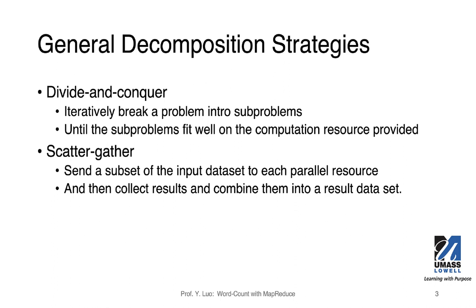In general, we need to decompose the original task into smaller pieces so that we can use parallel computing resources to tackle these smaller problems. The first decomposition strategy is divide and conquer. In divide and conquer, we iteratively break the original problem into sub-problems, which will have a smaller scale. And we do that until the sub-problems can fit well on the computation resources provided.